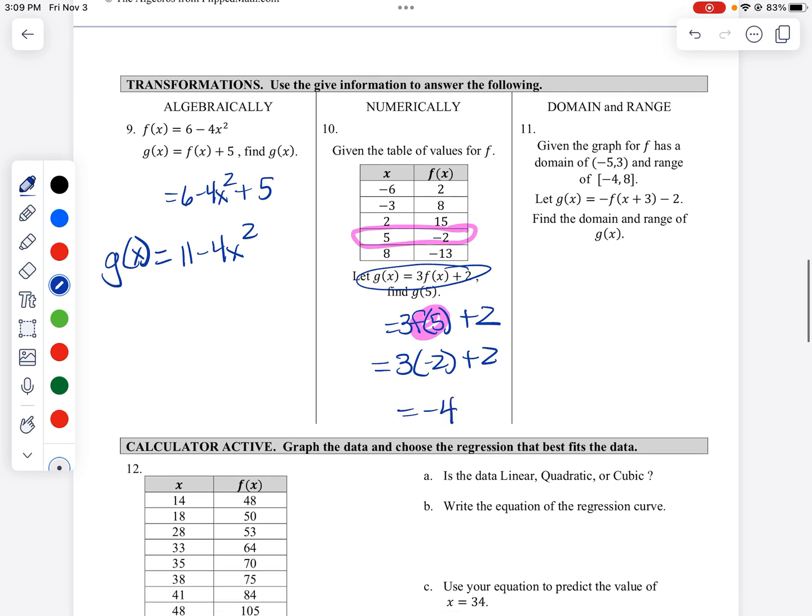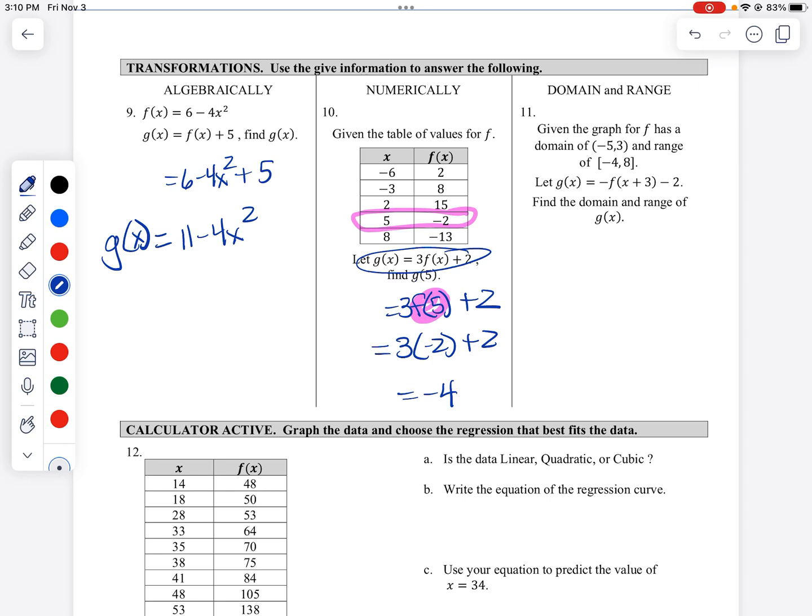So what happens on this next one? Domain and range. So we have our domain and range, and then find the domain and range of g. Well, let's see. It moved to the left 3 and opposite y and down 2. So our domain is the left-right shift. So our domain moves to the left 3. So here was our first domain. To the left 3 would be negative 8 and 0.